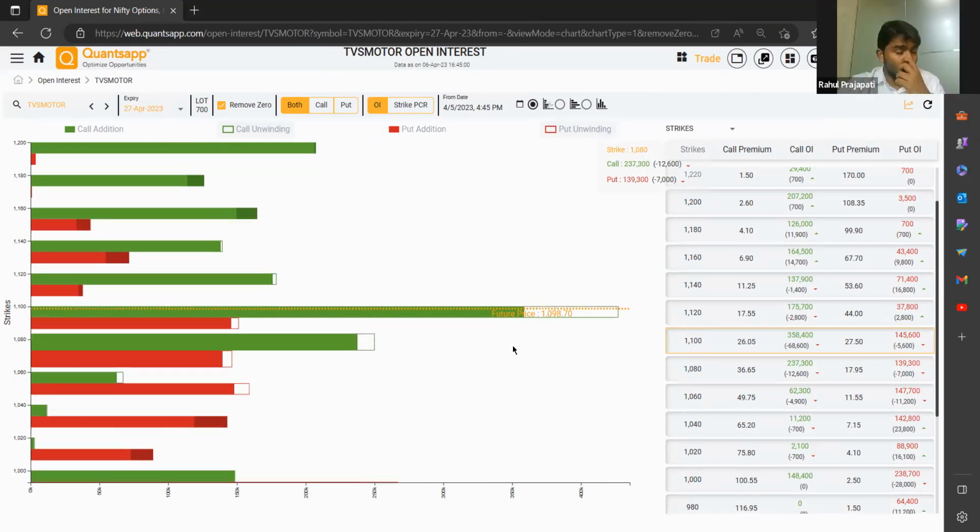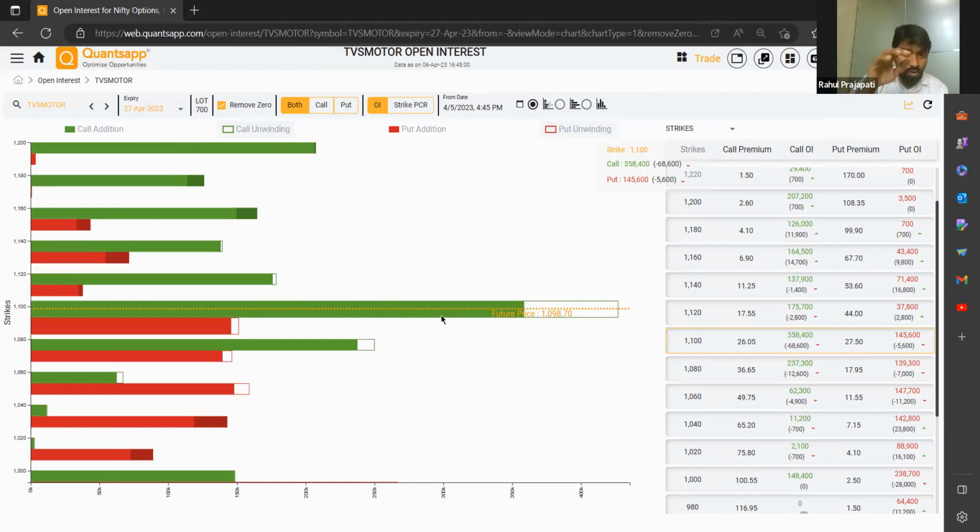Now what option traders are doing, as soon as the stock reaches the 1100 call option, they unwound their position. They unwound their position because they feel that they are being trapped here. Option writers will only feel trapped once the market is trending, right?